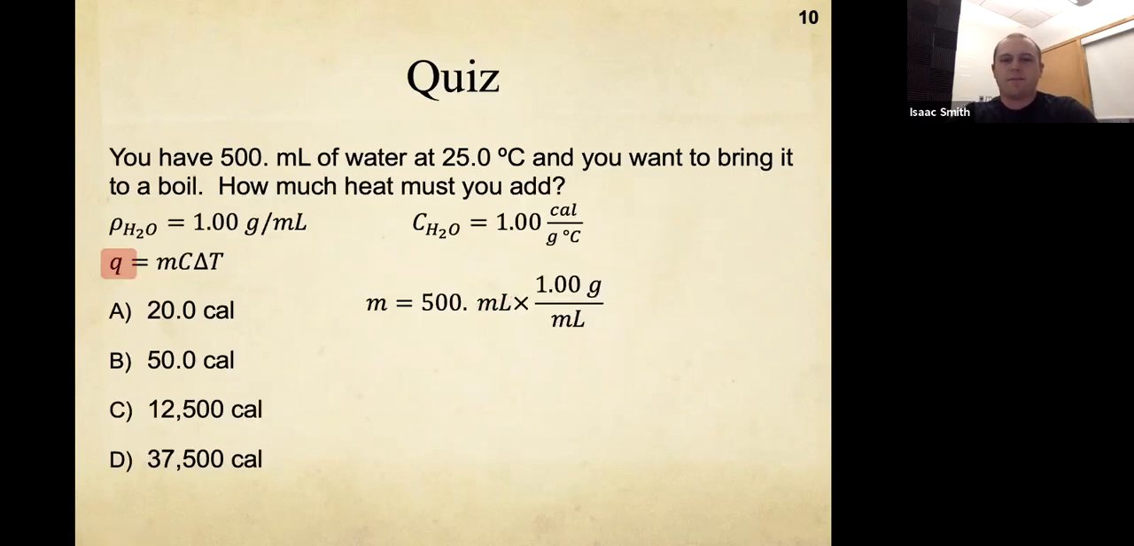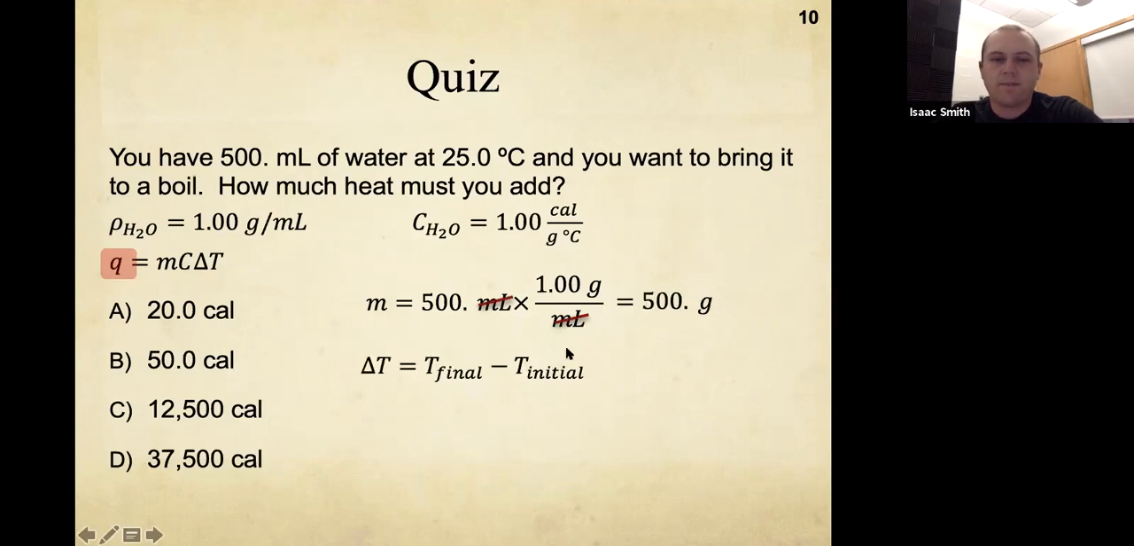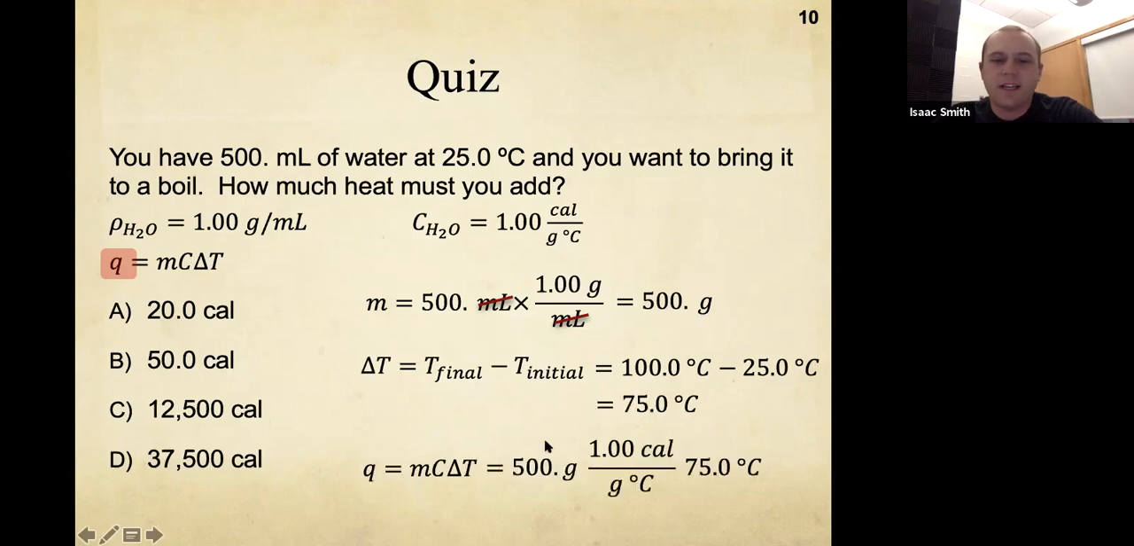This is like we did, we calculated the mass first by multiplying the volume times the density. You can cross out your units and get the mass of the water that you have. Delta T is final minus initial. 100 degrees Celsius minus 25 degrees Celsius gives you 75 degrees Celsius. And then it's just plugging in, you have the mass, the specific heat, and delta T gives you your answer. And to 3 significant figures, the answer is D here, okay? All right.